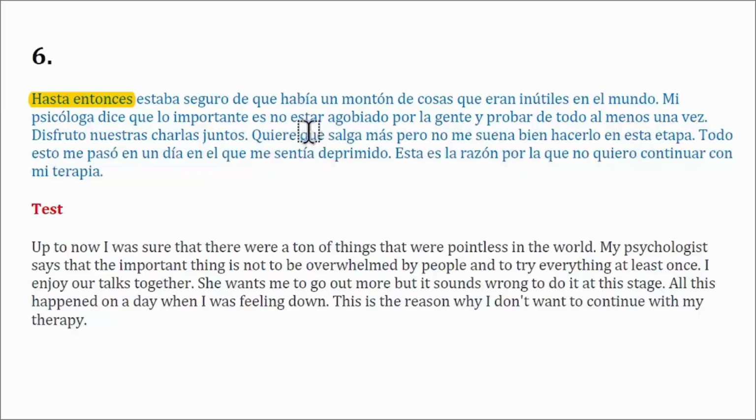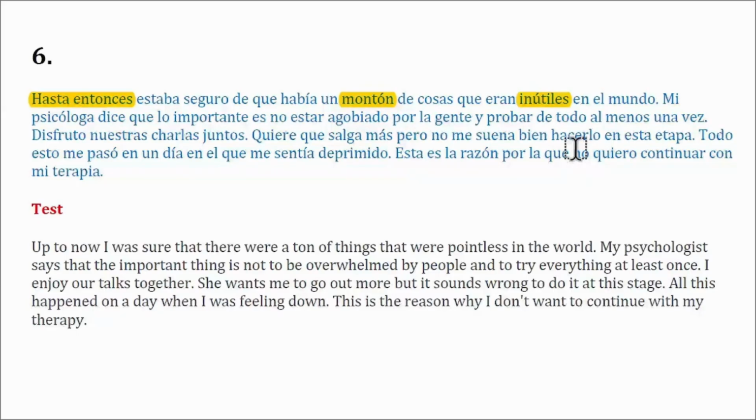And then there was, había un montón de cosas. There was a lot of things, a mountain of things. You hear this word a lot, un montón de cosas, que eran inútiles en el mundo. Inútiles, notice the pronunciation here with the accent. This is how you say pointless in the world. Eran, this is plural because we have a mountain of things that they were pointless or useless. If this were singular and we were just saying it's pointless or it's useless, then it would be es inútil. So you wouldn't have the inútiles.